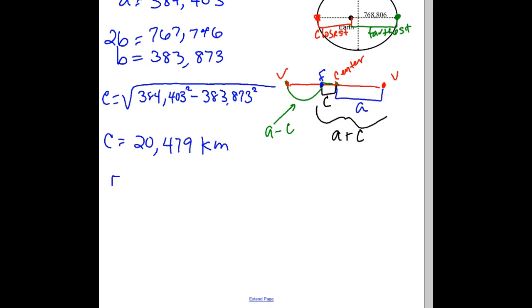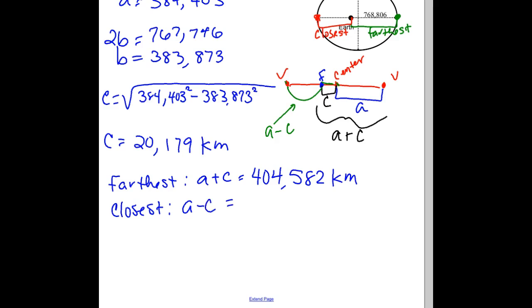All right, so our farthest apart we said was A plus C. What do we get if we add A and C together? Did you say 479 or 179? That's what I had too. Let's fix that. I maybe just misheard you. So we're adding A and C, and we get 404,582 kilometers. And then the closest we said was A minus C. What do we get for that? Oops, 364. Agree?